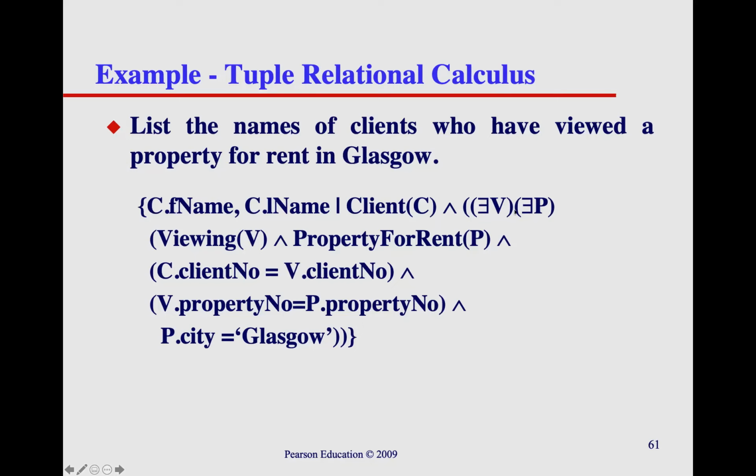So I'm saying there exists a V and there exists a P such that the client number matches a client number in the viewing relation, and the property number associated with that tuple matches a property number in the property for rent whose city is Glasgow. So this is a three-way join between client, viewing, and property for rent, but it is a semi-join in the sense that I only want the result to include details from the client.